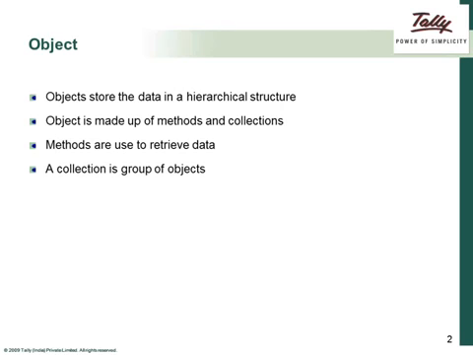Object stores data in a hierarchical structure or a tree-like structure, something similar to what looks like an organization chart. Primary object is made up of methods and sub-collections. Methods are used to retrieve the data. A sub-collection is a group of sub-objects of similar kind.